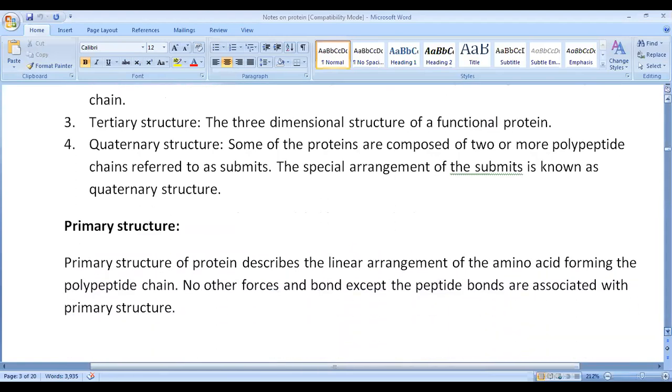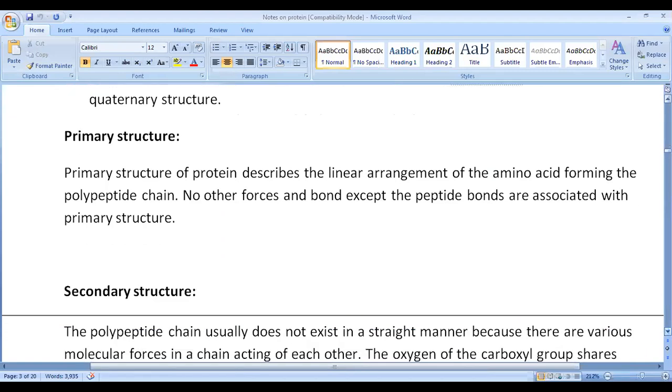Now, in the primary structure of protein, you will find only the linear arrangement, nothing else. That is known as the polypeptide chain. No other force and bond except the peptide bond.